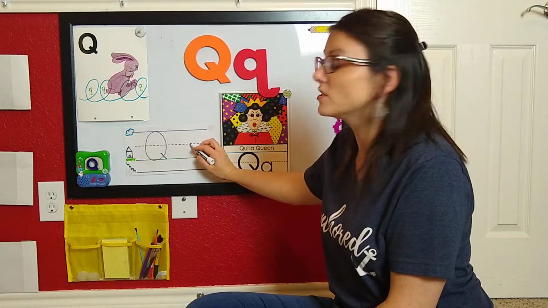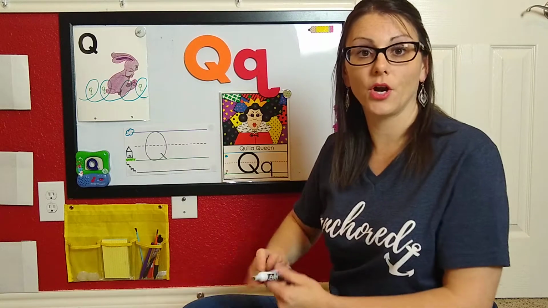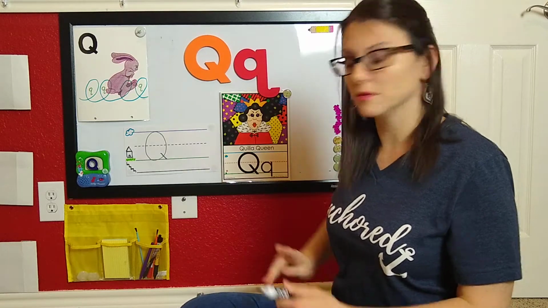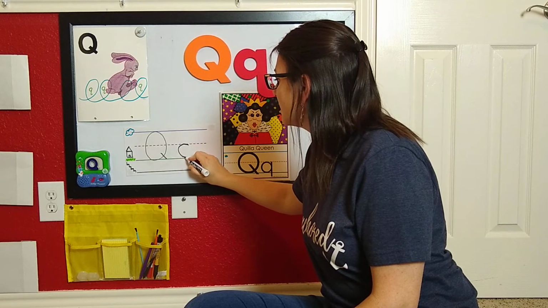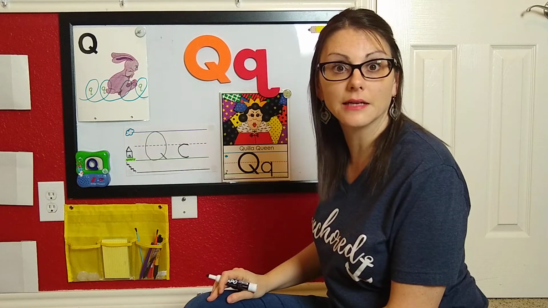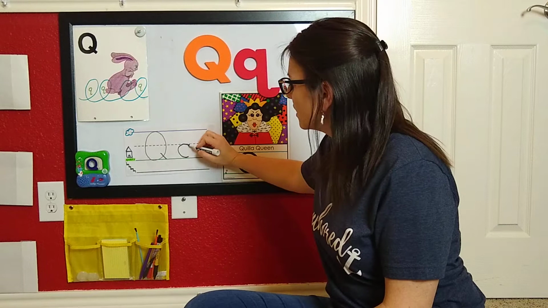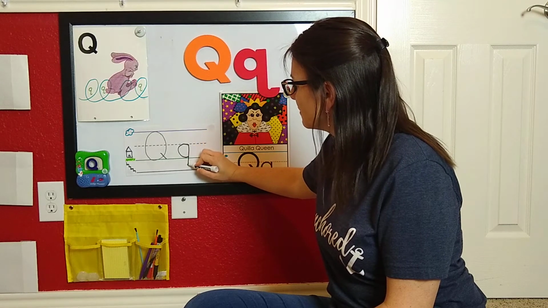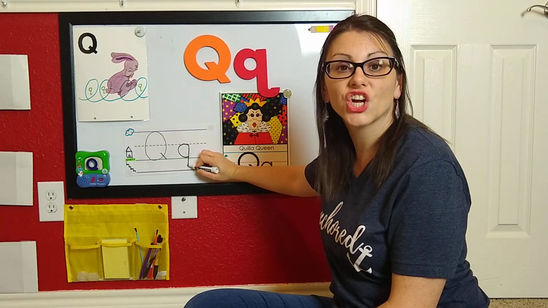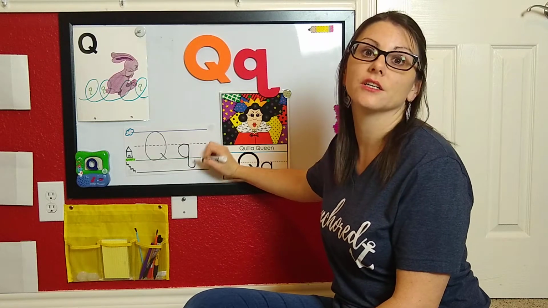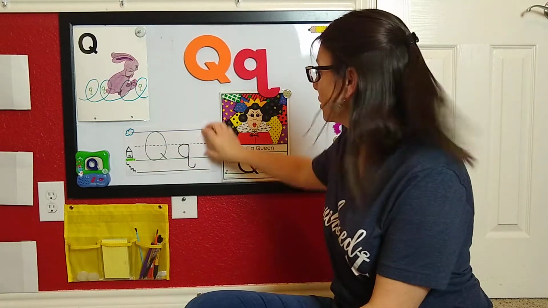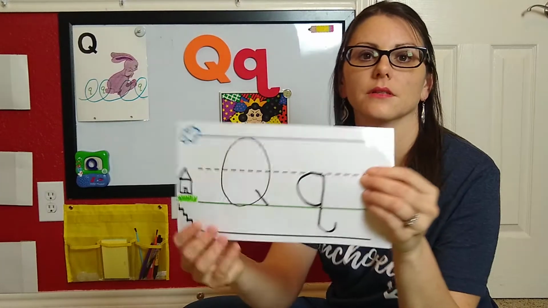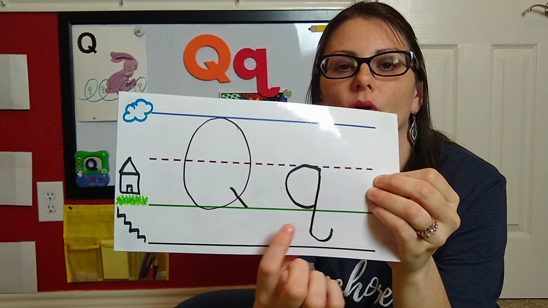Lowercase q, we start at the dotted line, remember? We're going to start at the dotted line, and we're going to make a C, the letter C. I see the letter C. Then we're going to draw a line into the basement, and then we're going to curve back like a hook. Hook back. So there is our capital Q and our lowercase q.